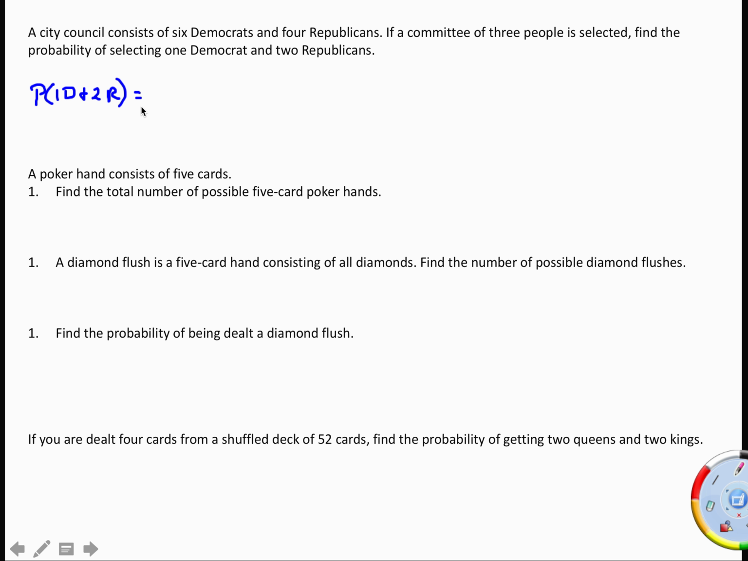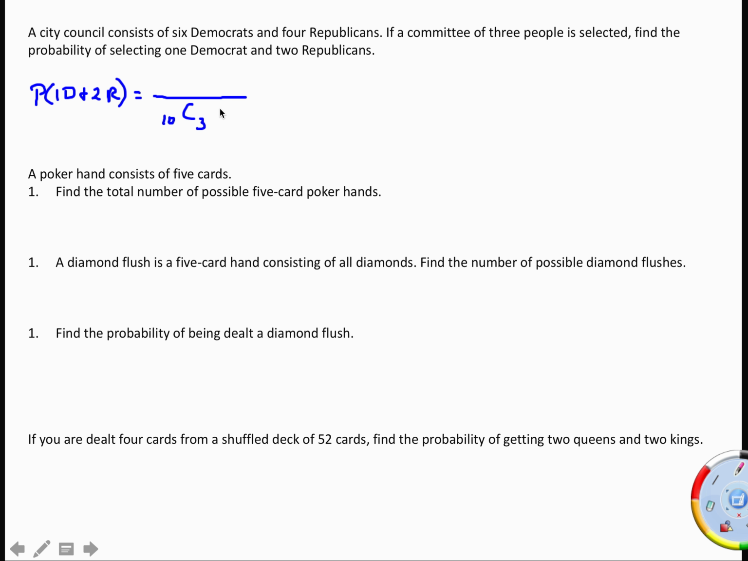First, I have to decide permutation or combination. It's just a committee, so it's a combination. The order you're chosen to serve on a committee doesn't matter. It's not like choosing a president, vice president, secretary, where the order does matter. So our denominator is, let's see, there's 10 people altogether, and we're going to choose 3 of them. All right? 10 choose 3.